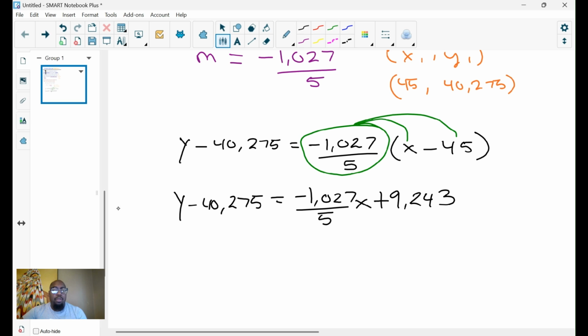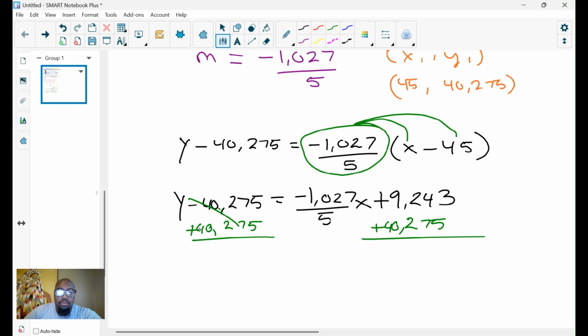Now the next step is to go ahead and get this y variable by itself. So we have a negative 40,275. We're going to go ahead and add that to the other side. So I'm going to add this over here, 40,275, and then plus over here with this constant number. Remember, I cannot add it over here because this has an x. So it'll be 40,275 over here as well. So this cancels, right? And then from there, we got the y by itself.